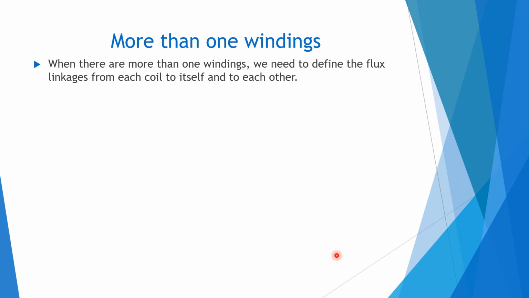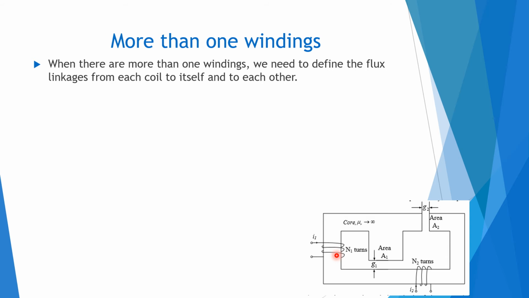What if you have more than one winding? Then you will have to take the flux because of one winding through the other, and then the flux through itself also. So suppose you have a circuit like this, there are two windings and then there are air gaps. So the flux because of this through this, because of this through this, because of this through itself, because of this through itself. So you have four values.